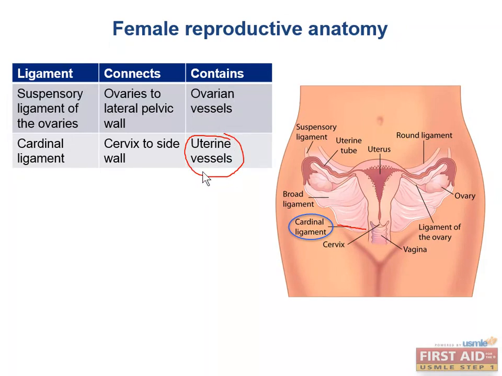So one of the high-yield tidbits about the uterine vessels is that the USMLE wants you to know their relation with respect to the ureter. So you have the ureter, which connects the kidney to the urinary bladder, and the ureter passes posteriorly to the uterine vessels in a female and the ductus deferens or vas deferens in a man. You can remember that because ureter and uterine vessels both start with U.